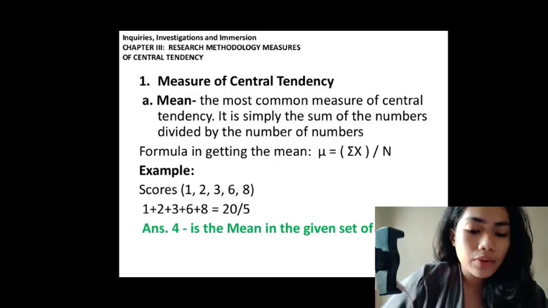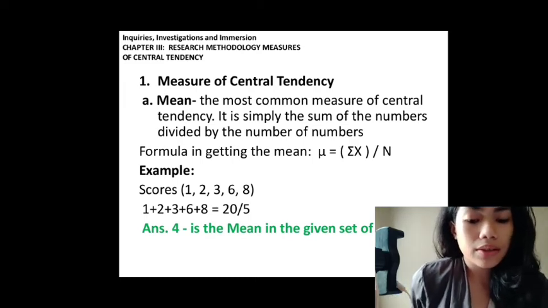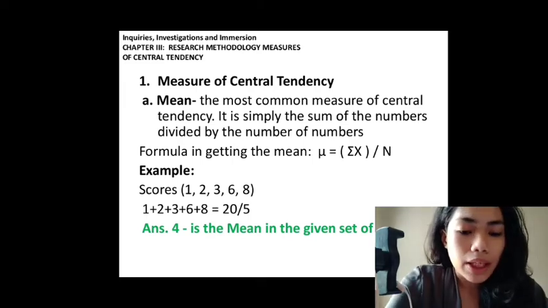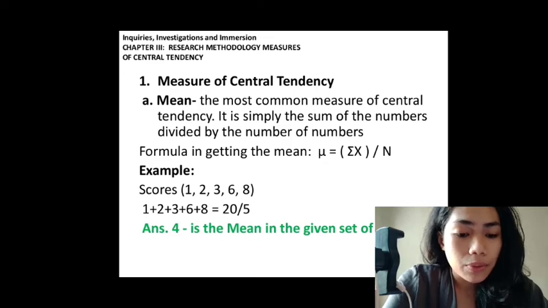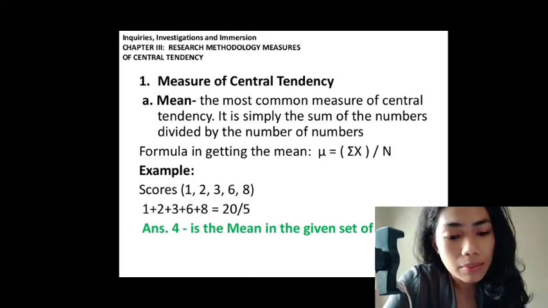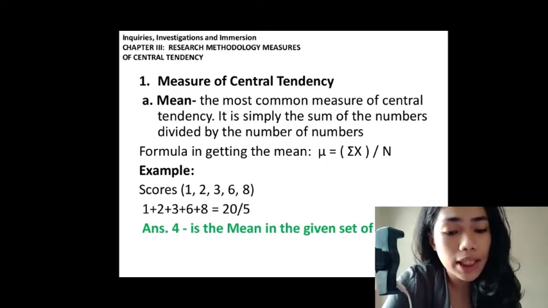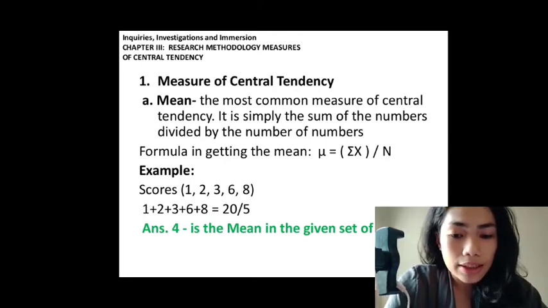In the first one, in a measure of central tendency, meron tayong mean. So this is the most common measure of central tendency. It is simply the sum of the numbers divided by the number of numbers. So these are the formula to get the mean. Now, para mas maintindihan pa natin, punta tayo sa example.